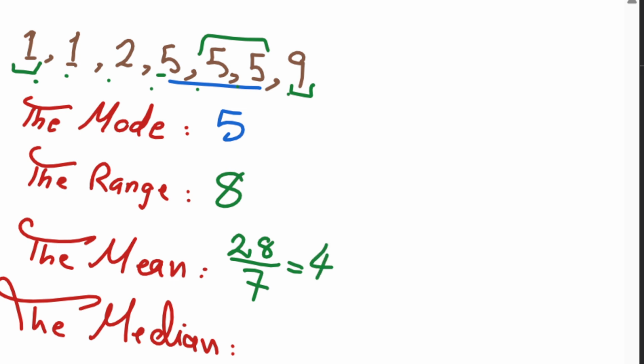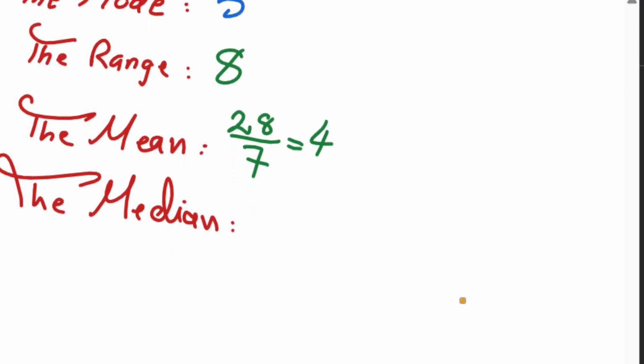The median is the one in the middle. How do you find it? We cross here, cross there, cross here, cross there, cross here, cross there. You have just one number left, which is 5. The median is 5. Did you get it?